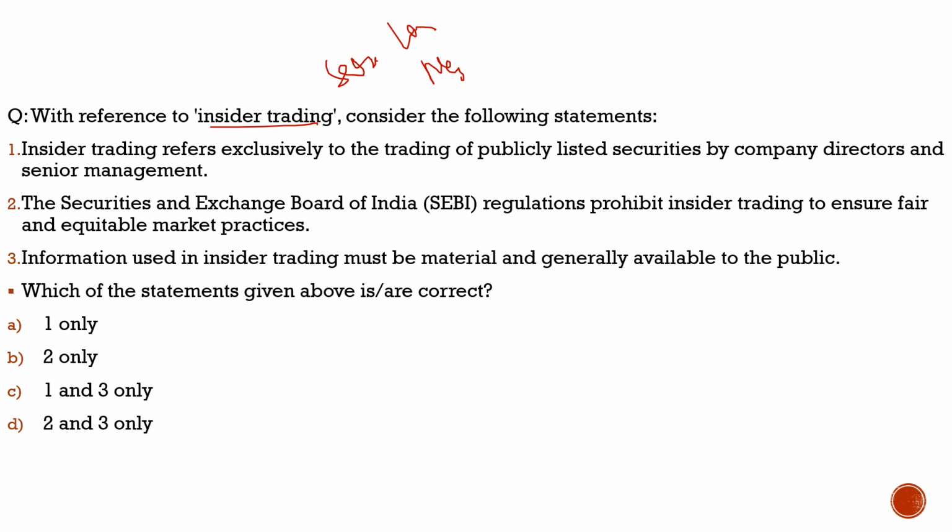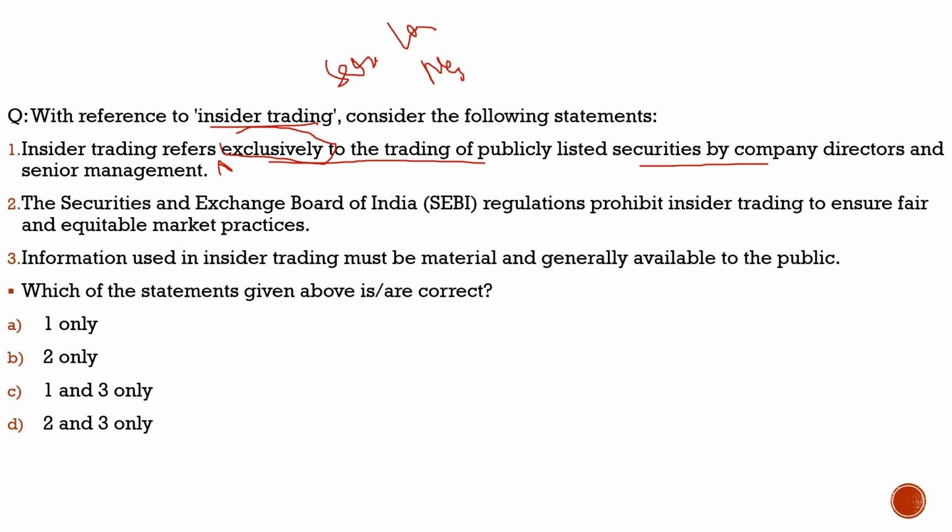So let's solve this question here. The question says, with reference to insider trading, consider the following statements. First statement: insider trading refers exclusively to the trading of publicly listed securities by company directors and senior management. Totally incorrect. Even though it is mostly associated with company directors and senior management officials, it is not exclusive to them. So the first statement is totally incorrect.